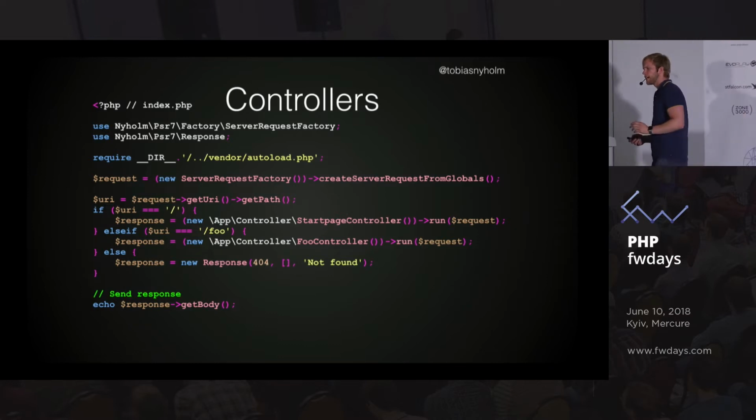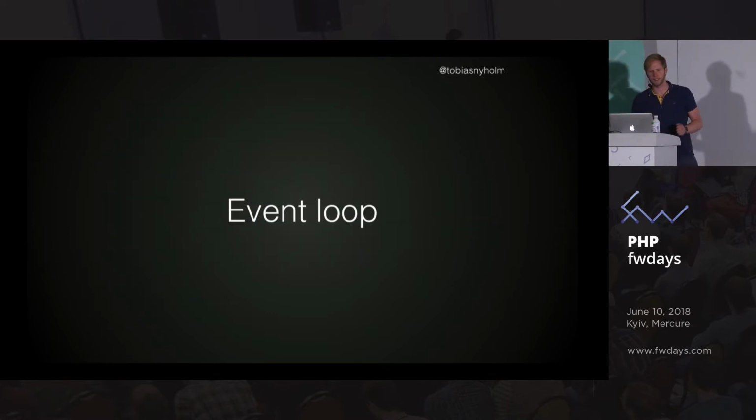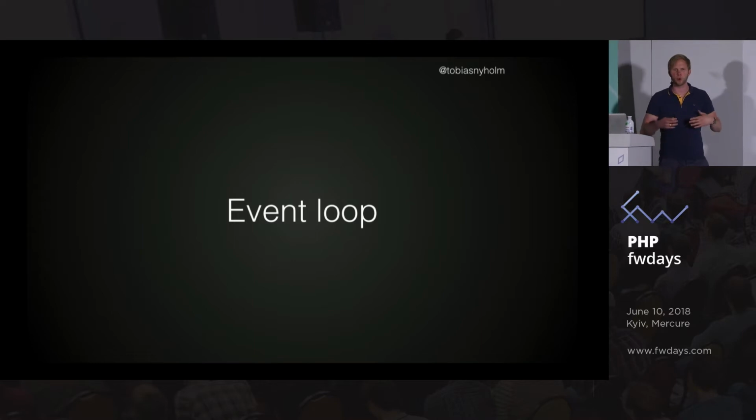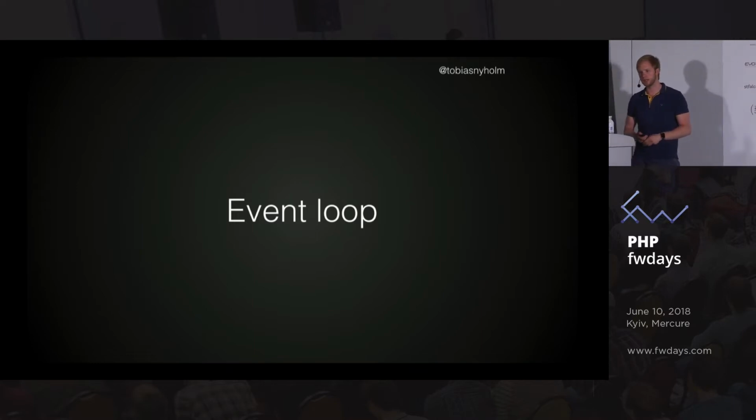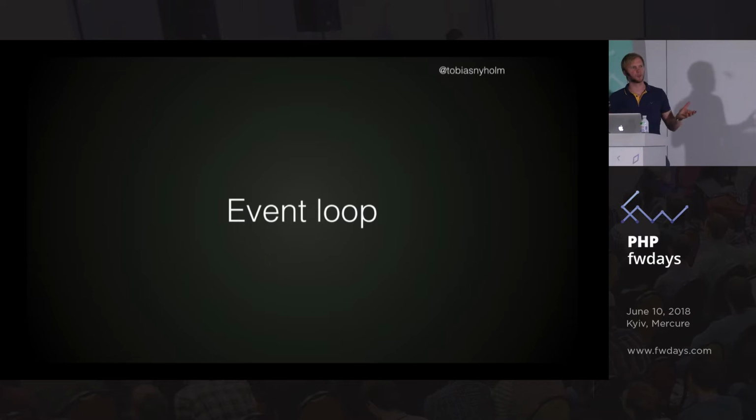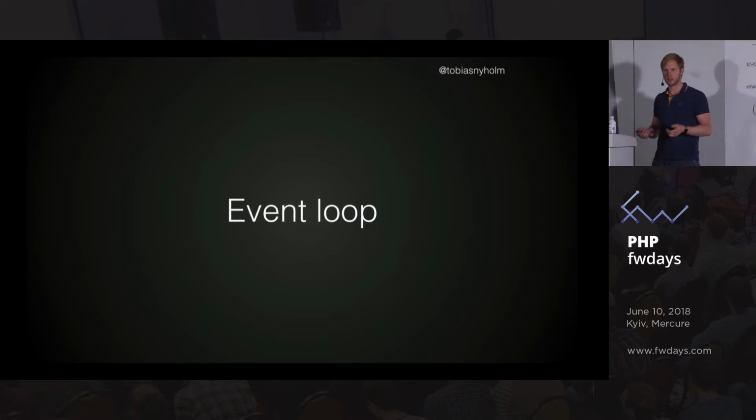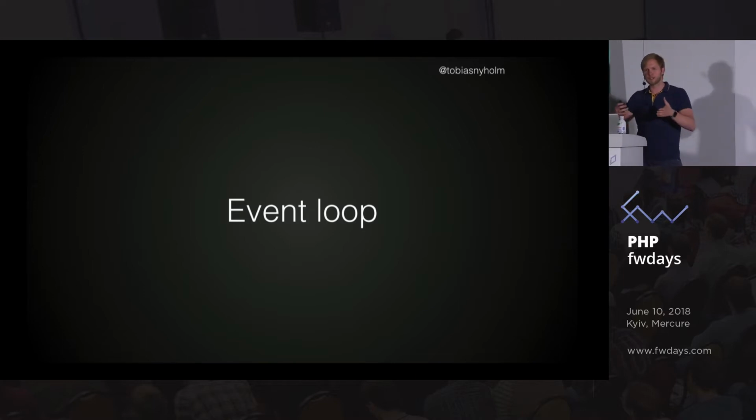So let's introduce something called an event loop. And we're doing this to avoid putting more and more stuff in index.php. So an event loop, it's basically a middleware runner. And I did not realize that all these talks today are going to talk about middlewares. But an event loop is pretty much a middleware runner.